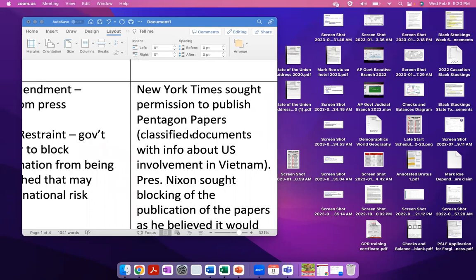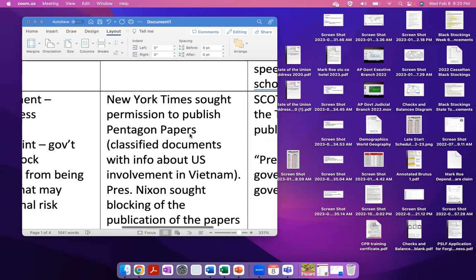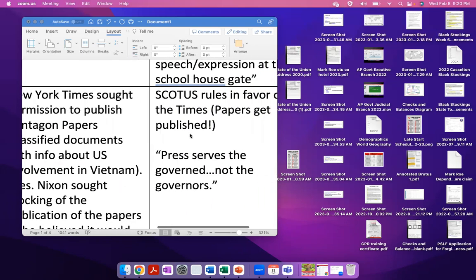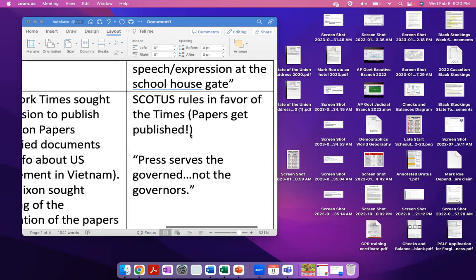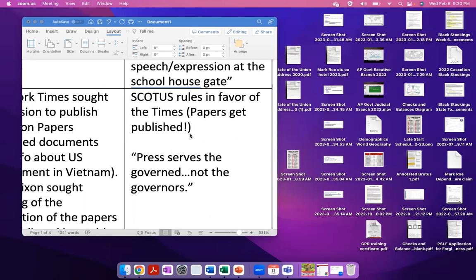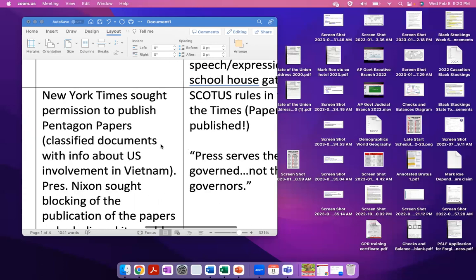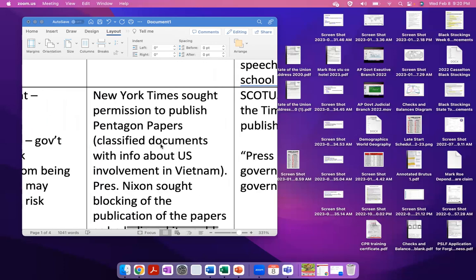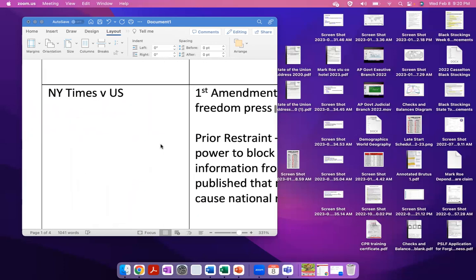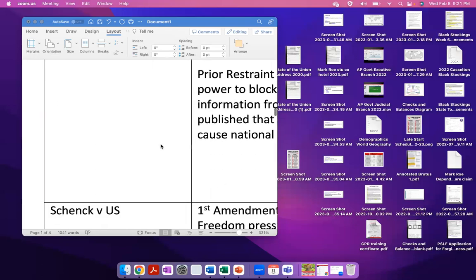In favor of the New York Times. They rule in favor of the New York Times, right? They say that the press serves the governed, not the governors. The Pentagon Papers get published. Again, this is a freedom of press case involving the idea or the power of prior restraint. The government says, again, press serves the governed, not the governors. Papers can be published. This is a free speech win or a freedom of press win for our journalists. Okay, so the New York Times, again, another First Amendment case.